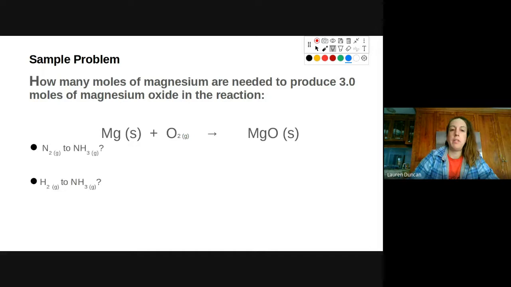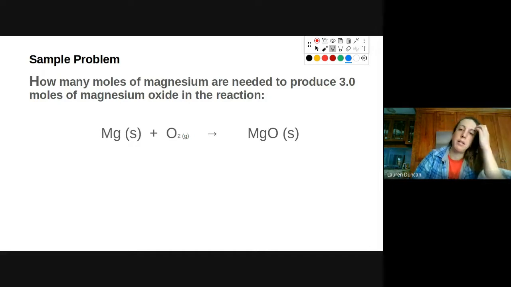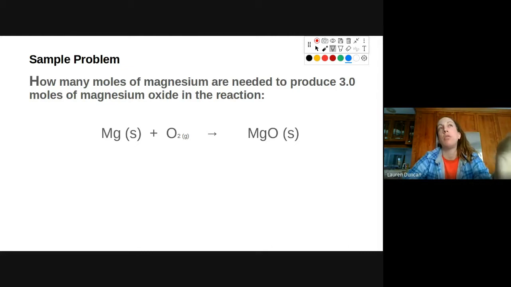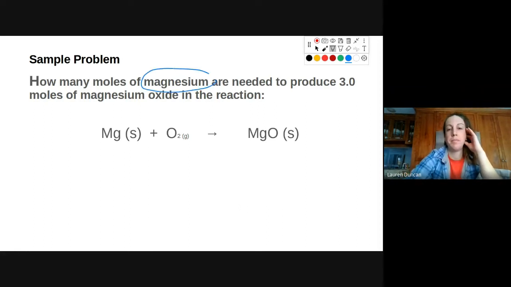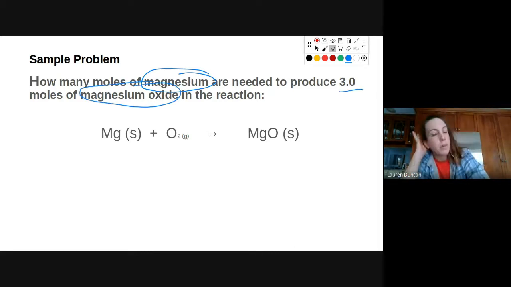All right. So let's just talk about one that maybe isn't so intuitive, that isn't maybe so logical, easy to see. Let's work through this sample problem. How many moles of magnesium are needed to produce 3 moles of magnesium oxide in this reaction?